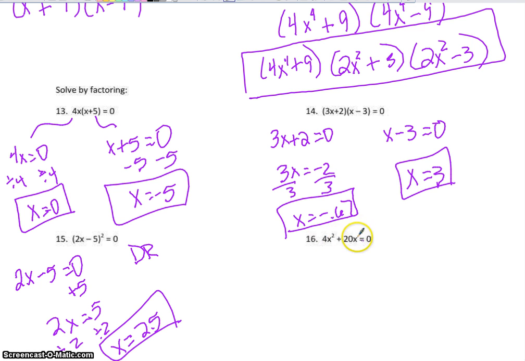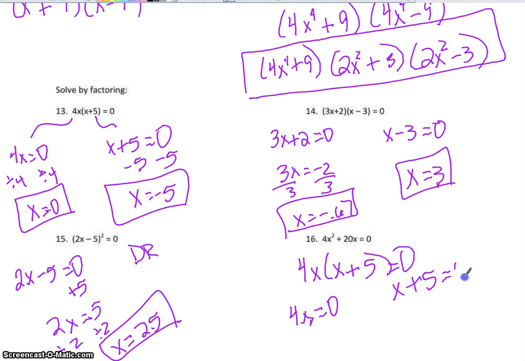4x squared plus 20x, they both divide by 4. They both have an x. So it leaves you with x plus 5, because 4 divided by 4 is 1, x squared take an x away is x. 20 divided by 4 is 5, x, take it away, it's gone. Make your two equations. 4x equals 0, x plus 5 equals 0, divide by 4, x equals 0, subtract your 5, x equals negative 5.